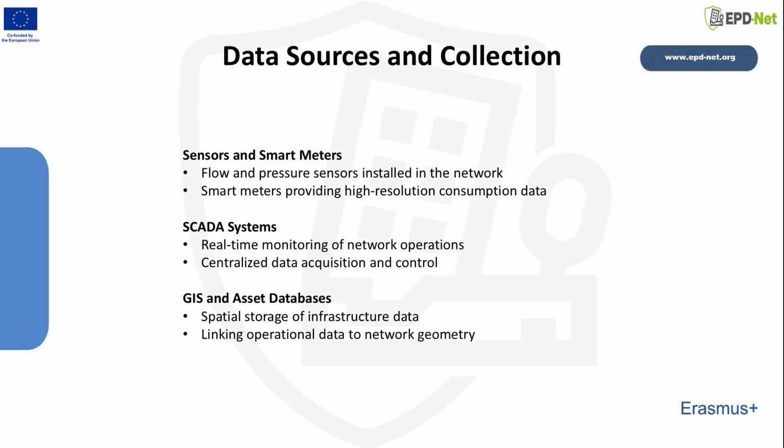Data-driven leakage detection depends on the availability of reliable data sources and effective data collection mechanisms. Sensors and smart meters are key components of modern water networks, providing continuous or high-frequency measurements of flow, pressure, and consumption. SCADA systems play a central role in collecting and managing operational data. These systems enable real-time monitoring of network conditions and support centralized control of infrastructure elements such as pumps and valves. SCADA data provides valuable insight into how the network behaves under different operational conditions.